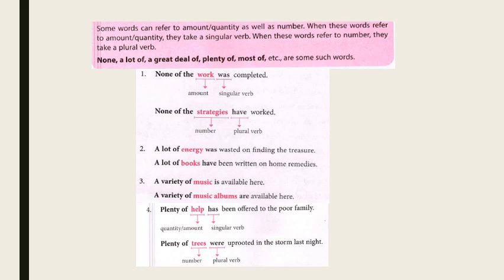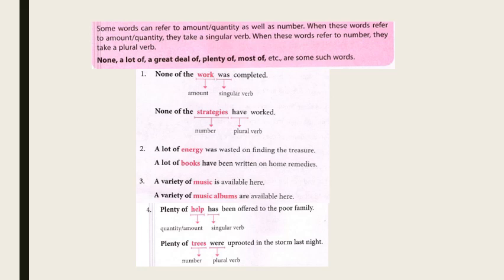So these words take both singular and plural verbs. If it is referring to amount or quantity, then we are going to use a singular verb. But if it is referring to a number, then we are going to use a plural verb. When we look at some more examples, you will understand better.